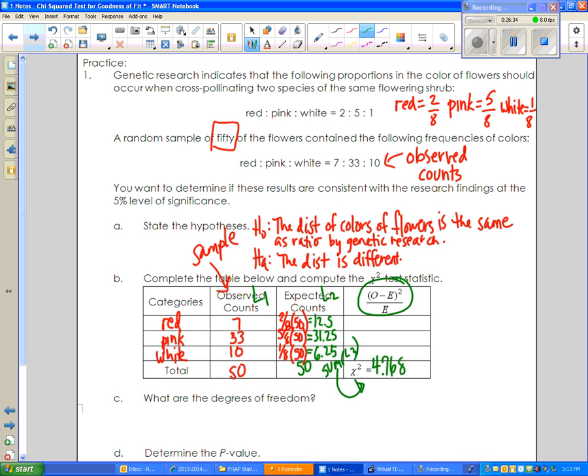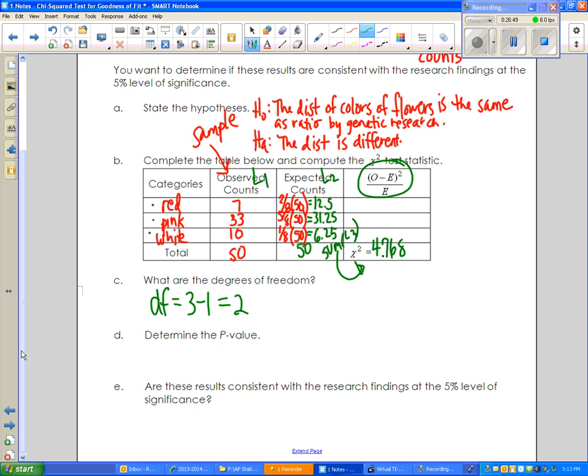And that is chi-squared. Your number of degrees of freedom, well, we have 3 categories, so your degrees of freedom is 3 minus 1, which is just 2. And notice that all of the counts in each of the categories is above 5, so we're good to go. We don't have anything that's less than 5. And so if I want to find the probability, I'm finding the probability that chi-squared is greater than 4.768 when my degrees of freedom are 2.